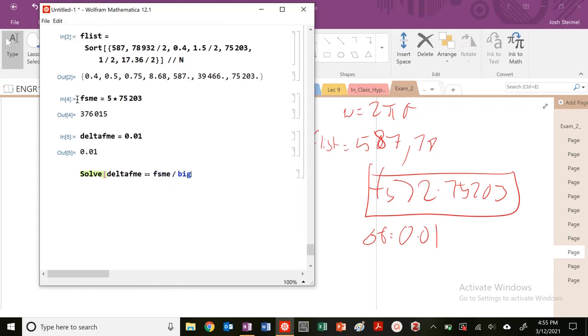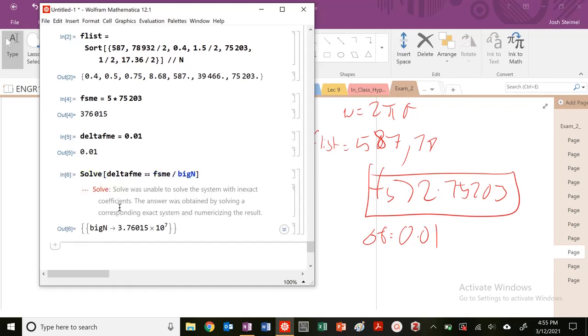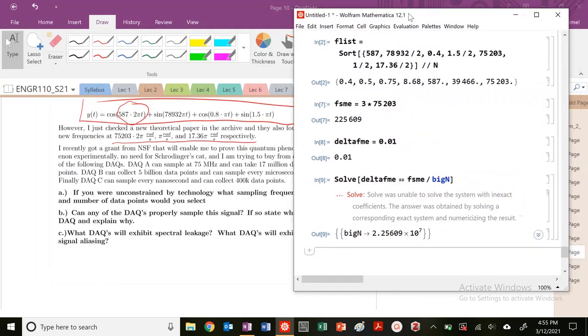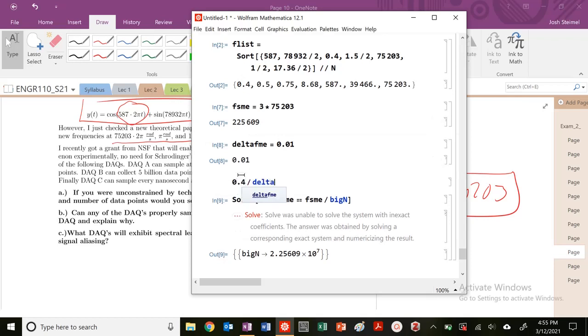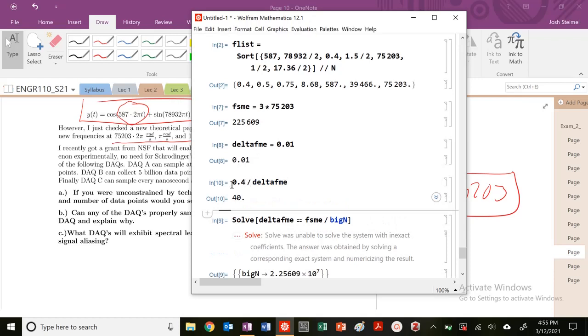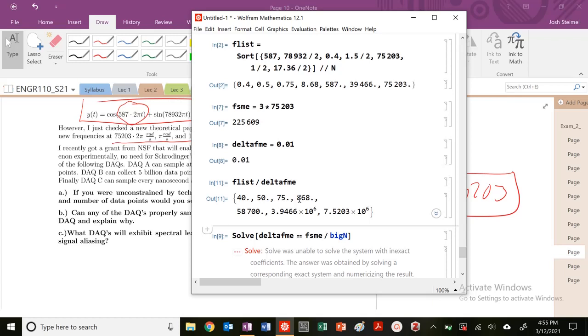So now I could solve for my delta f equals f sub s divided by big N, and that would give me the values that I need to solve for here. So if I just did this, let's just say I just change it to 3. Again, it doesn't really matter too much, but they still meet all the constraints here. So that would be a completely valid way to solve this problem. So that will work because I'll hit all these different frequencies, right? N times, you could figure out 0.4 divided by delta f. Actually, if I do my f list divided by that, you see these are all integer values.